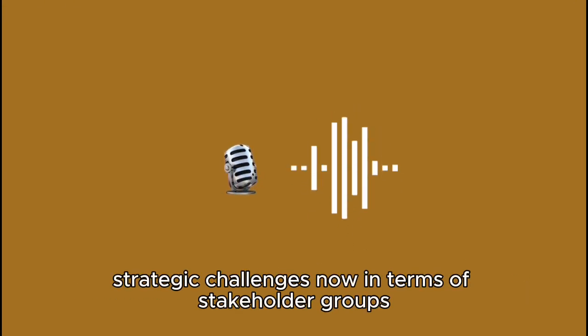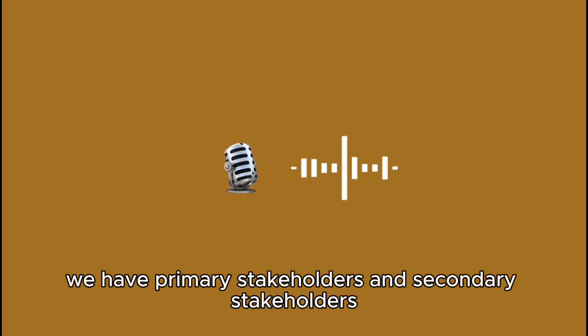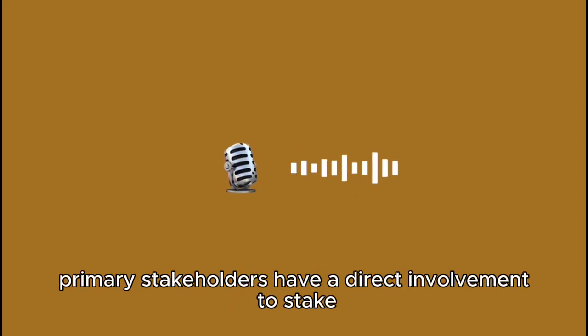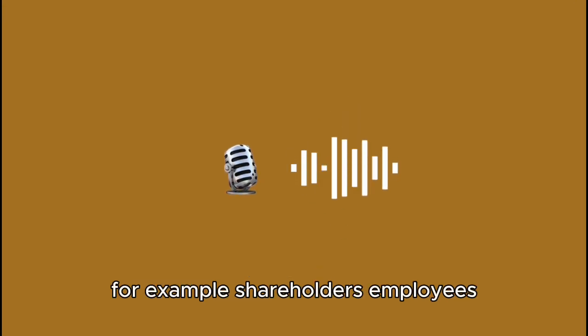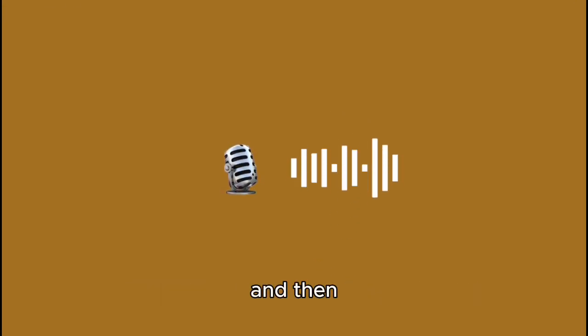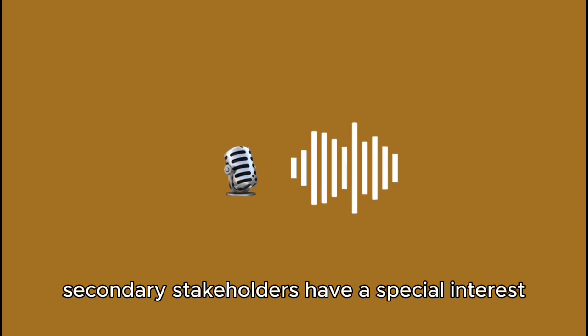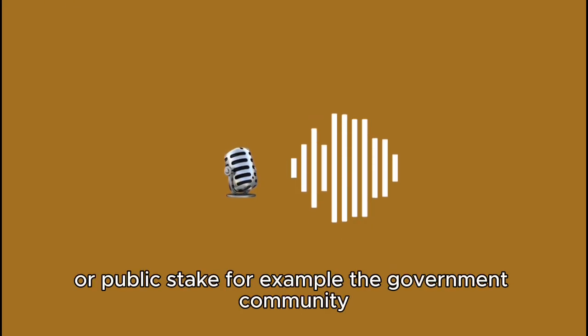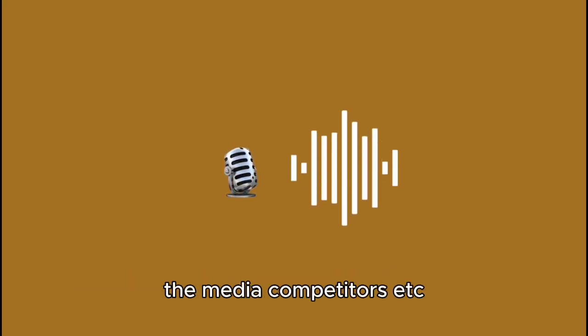Now in terms of stakeholder groups, we have primary stakeholders and secondary stakeholders. Primary stakeholders have a direct involvement at stake. For example, shareholders, employees, customers, etc. And then secondary stakeholders have a special interest or public stake. For example, the government, community, the media, competitors, etc.